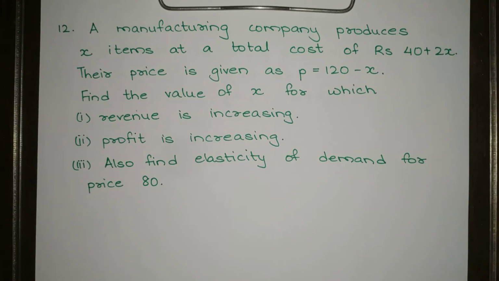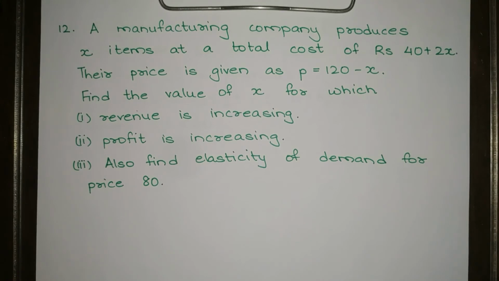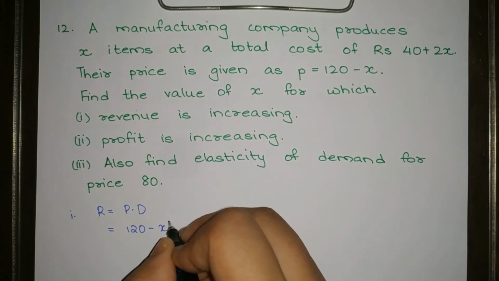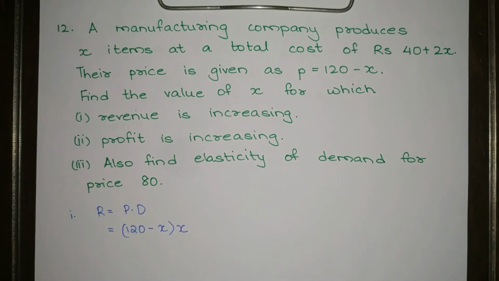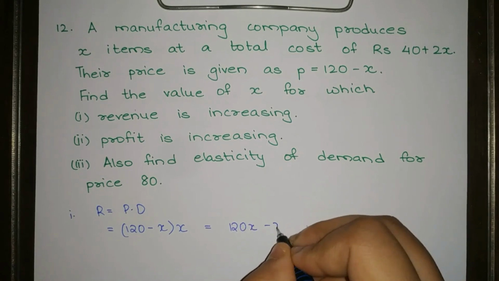A manufacturing company produces X items at a total cost of rupees 40 plus 2x. Their price is given as P is equal to 120 minus X. So we have the total cost and this price also. Find the value of X for which revenue is increasing. So what is revenue? Revenue is price into the demand, that is price into X. So price over here is given as 120 minus X and the demand is X, that is X items, right? So this is equal to 120X minus X square.